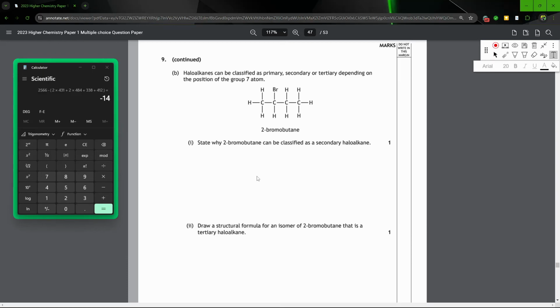Haloalkanes can be classified as primary, secondary, or tertiary depending on the position of the group 7 atom. State why 2-bromobutane can be classed as a secondary haloalkane. That's because the bromine atom is connected to a carbon atom which is itself connected to 2 other carbon atoms.